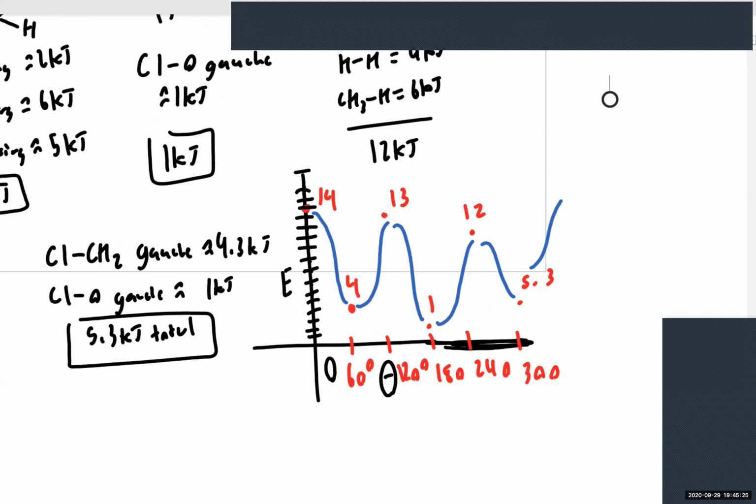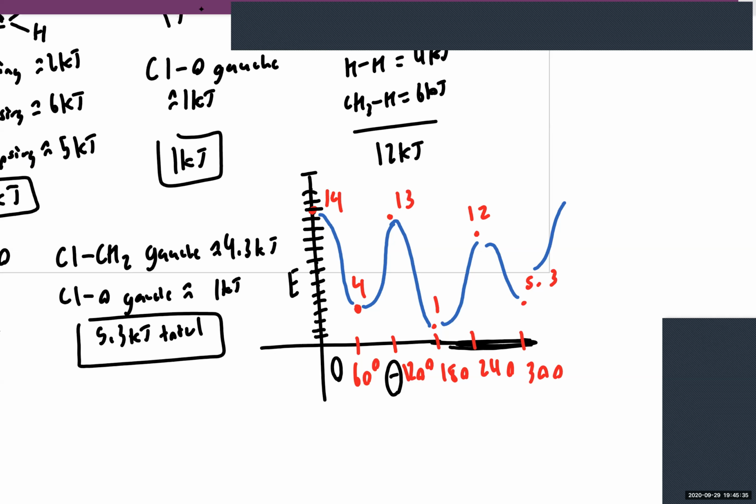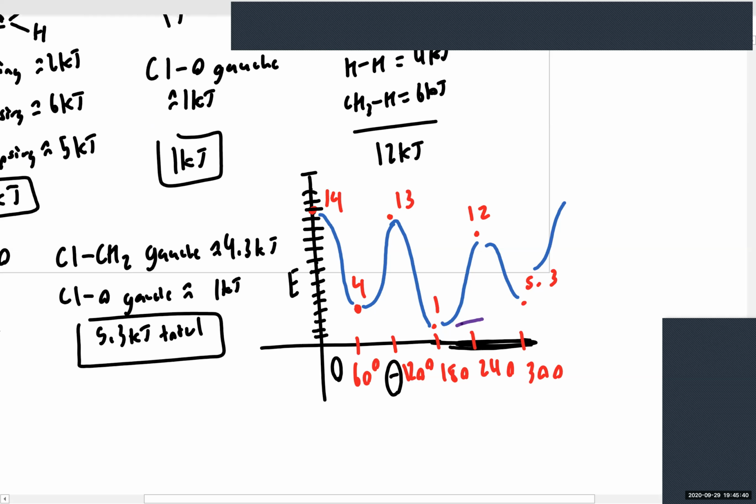So from this graph, we are able to identify that this conformation, with a dihedral angle of 180 degrees, this conformation right here is our anti-conformation, and it's our lowest energy conformation, while structure 14 is our eclipsed, and it's our highest energy. And that occurs at 0 degrees dihedral angle.